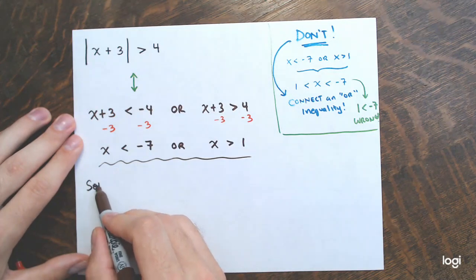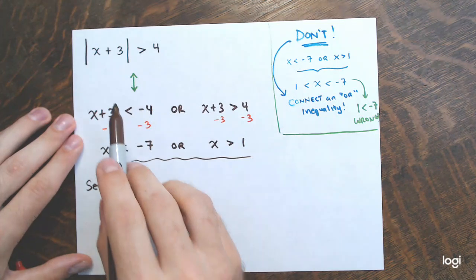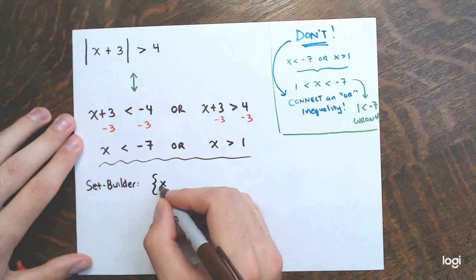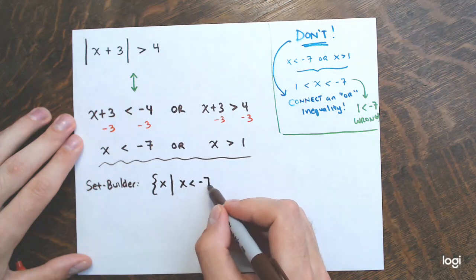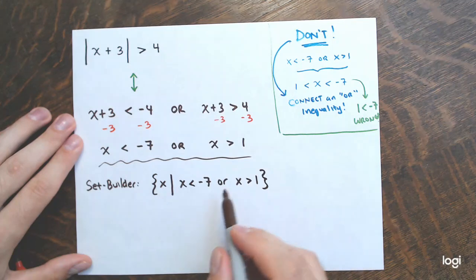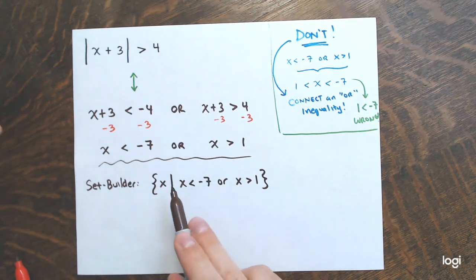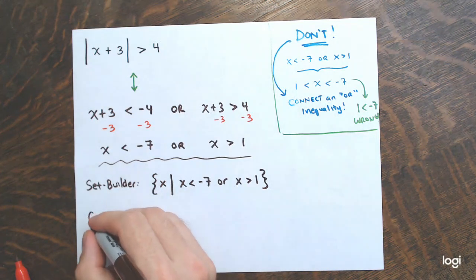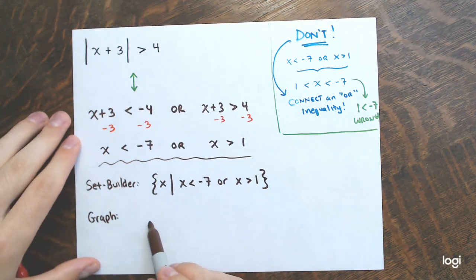And let's express those in the three ways we've been asked to express them. Set builder notation: the solution set of this inequality is the set of all values of x, as long as those values of x are less than negative 7 or greater than 1. And again, all I really do is write my solution to the compound inequality after the description bar. Then I'll make a graph on the number line, a little picture of the solutions. So here's a number line.